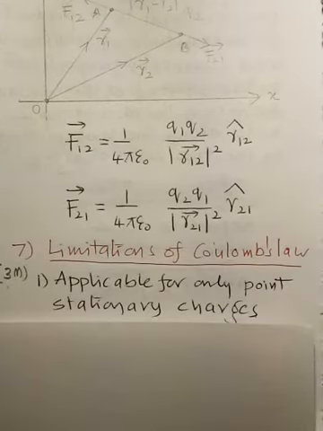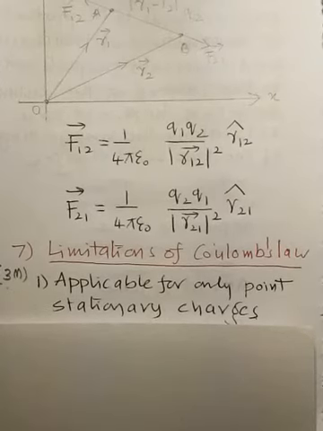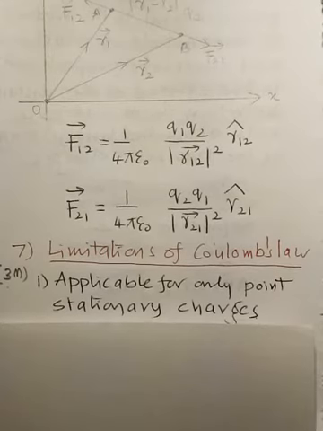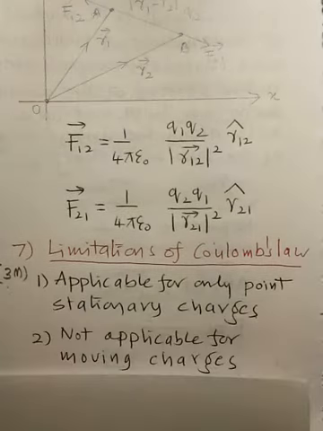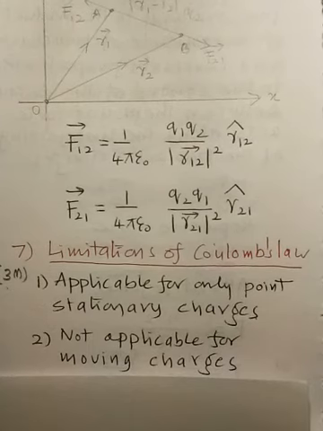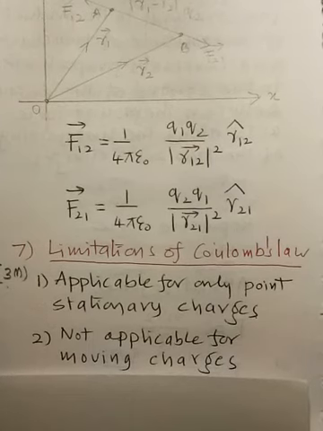Coulomb's law is applicable only for point and stationary charges. It means the charge must be very small in size as compared to the distance between them, and also those charges must be held stationary. If the charges begin to move, then this law is not applicable. Therefore, Coulomb's law is applicable for only point and stationary charges. Coulomb's law is not applicable for moving charges.